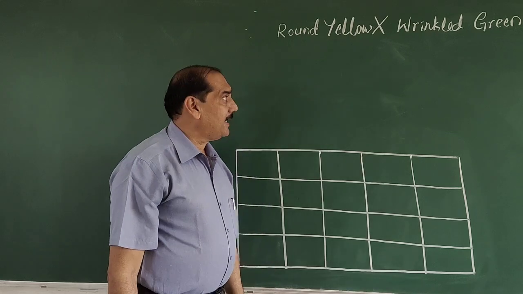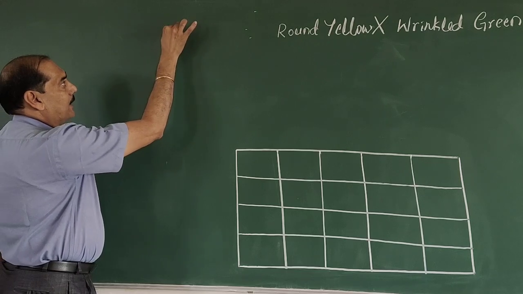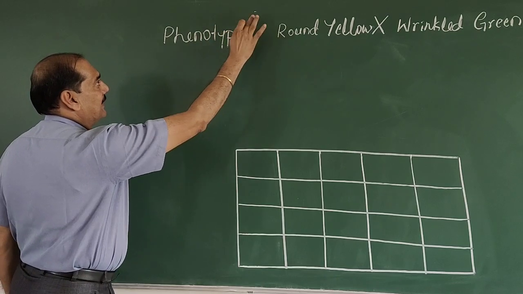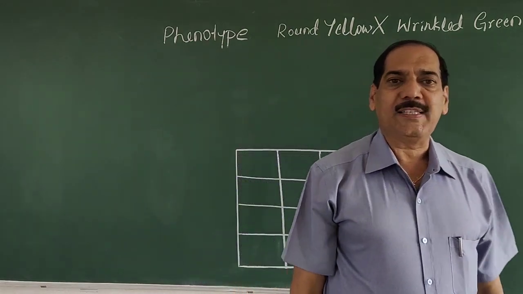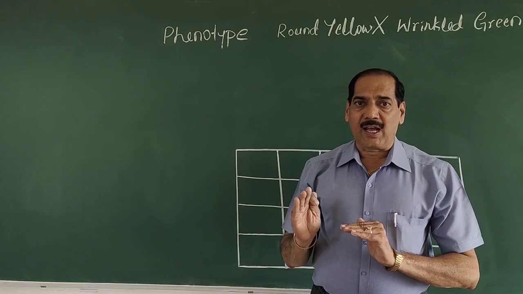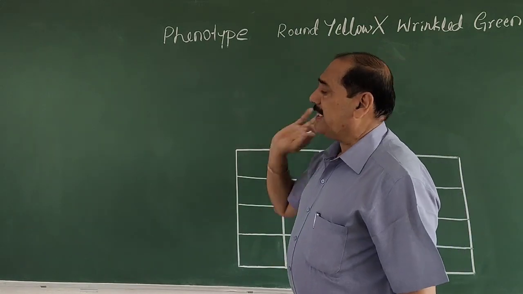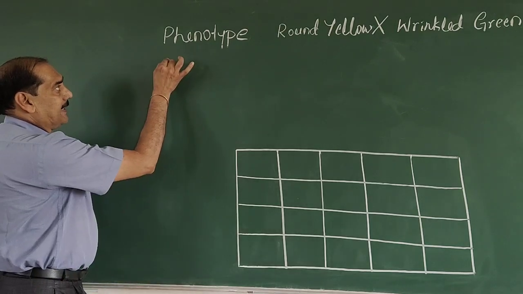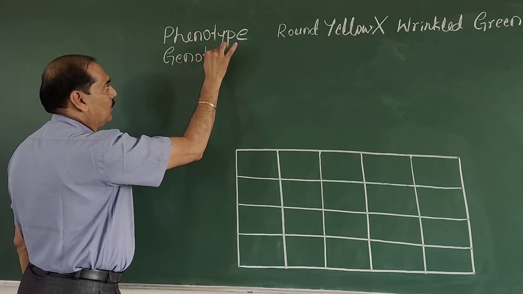Yesterday I said that this externally expressed character is called phenotype. That is called the phenotype. Phenotypically, one plant produces round yellow seeds. This plant is crossed with a wrinkled green seeded pea plant. So this is a phenotype. Next, we have to take the genotypes. Genotype.